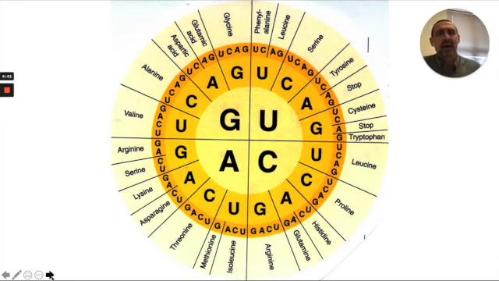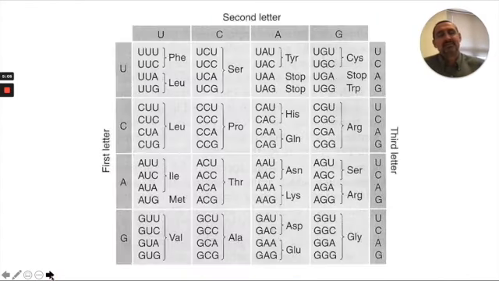Well, if there's a stop codon, there must be a start codon. And there is. AUG, methionine, is a start codon. So that's like a capital letter in the sentence.